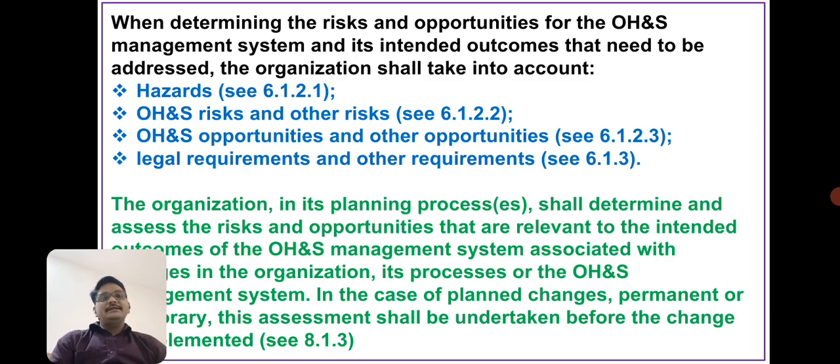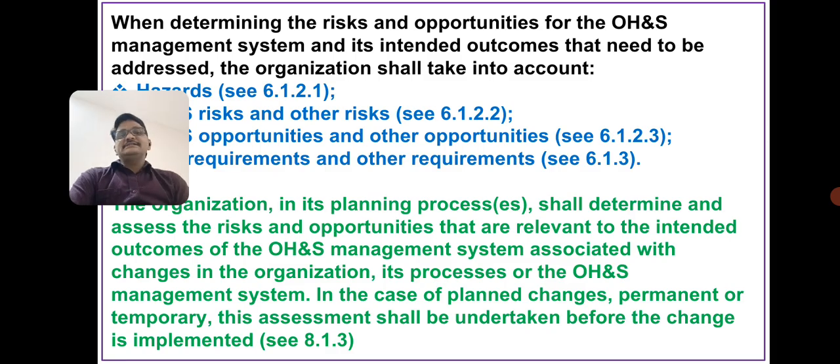Now, when determining the risks and opportunities of the OHS management system and its intended outcome that need to be addressed, the organization shall take into account hazards and OHS risks and other risks, OHS opportunities and other opportunities, and legal requirements and other requirements. The organization in its planning process shall determine and assess the risks and opportunities that are relevant to the intended outcome of the OHS management system associated with changes in the organization, its processes, or the OHS management system. In case of planned changes, permanent or temporary, this assessment shall be undertaken before the change is implemented.